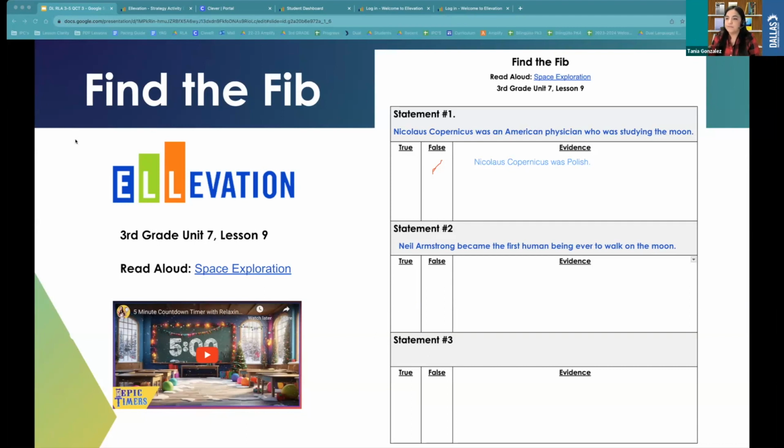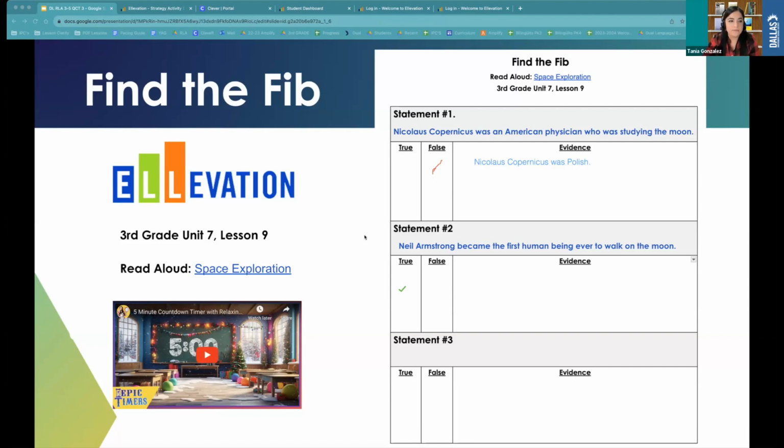It is on the bottom of your IPCs. There's a link for that document that you can access from your IPC. Yes, that is correct. True, it is true. And the evidence, I see here the sentence that has the evidence straight from the text says that on July 20th of 1969, Neil Armstrong became the first human being ever to walk on the moon. So it is true.